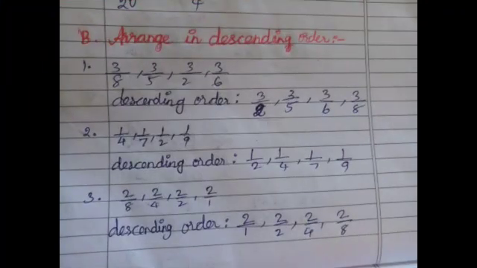Next one is: write in descending order, in the same exercise itself. 3 by 8, 3 by 5, 3 by 2, 3 by 6. All the numerators are equal, so we can compare the denominators. In denominators, the biggest one will be the smallest one. Descending order means big to small. So here the biggest number is 3 by 2. As I said, for denominators, the smallest one is the biggest one. So 3 by 2, 3 by 5, 3 by 6, 3 by 8 is the descending order.